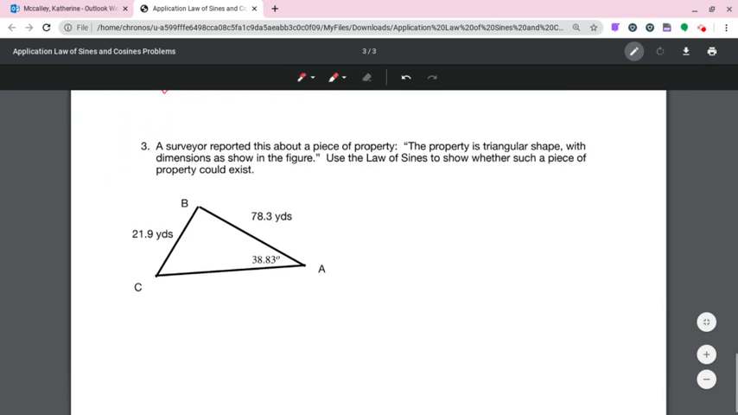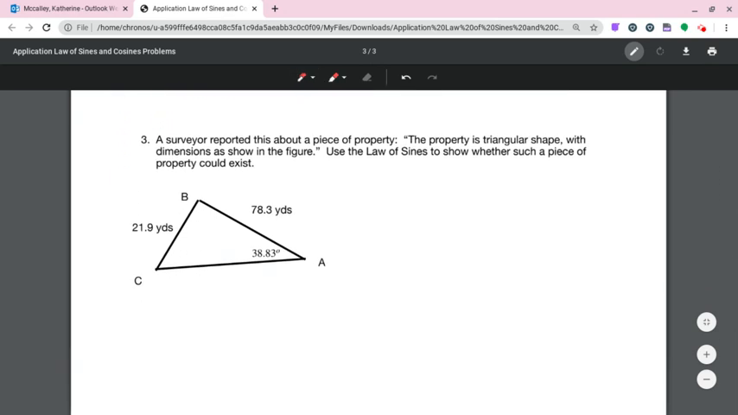Okay. Now here's a surveyor. It says the survey reports this about a piece of property. The property is a triangle shape with the dimensions as shown in the figure. Use law of sines to show whether a piece of property could exist. All right, guys, check it out. See if it could exist, and if it can or cannot, explain why.